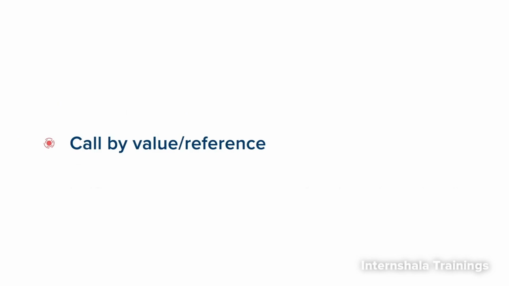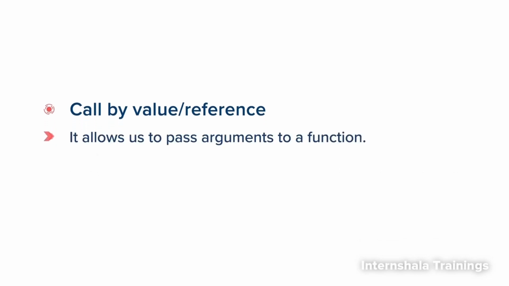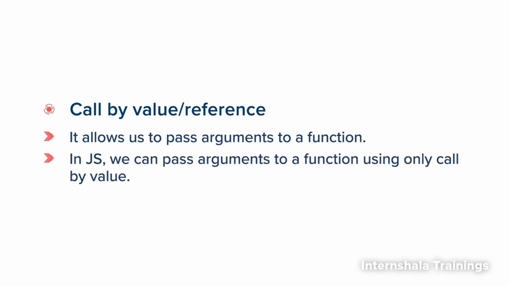Next, we will move to one of the important concepts, call by value and call by reference. So please pay attention. Call by value and call by reference are the two ways through which we can pass arguments to a function. In JS, we cannot choose to pass arguments either by value or reference. It is always by value.